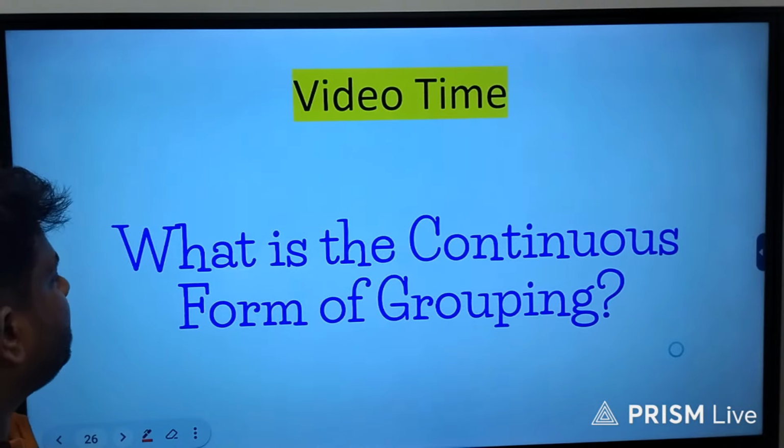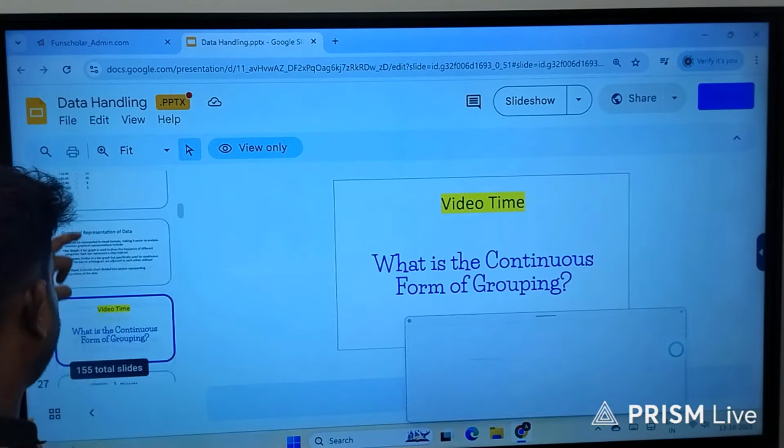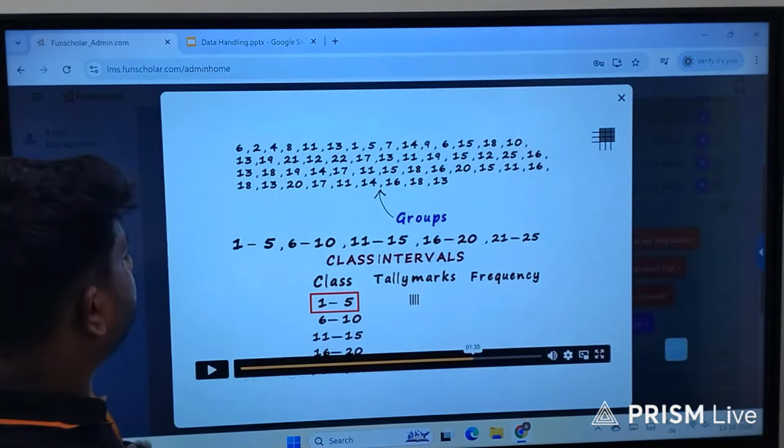So, what is the continuous form of grouping? Let us watch the video here, and then we will go into the bar graphs.